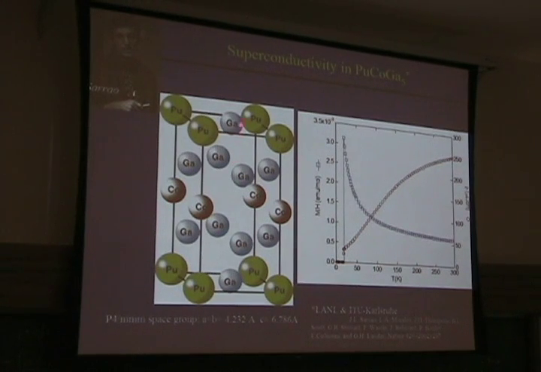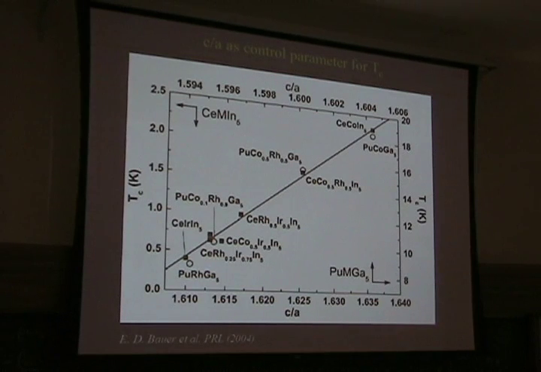So you can see that you have the same structure of plutonium, cobalt, gallium-5. You have blocks of plutonium and gallium-3 separated by cobalt, gallium-2. And that silver ratio that I told you about in the serial materials, you can actually see the same silver ratio in the plutonium compounds.